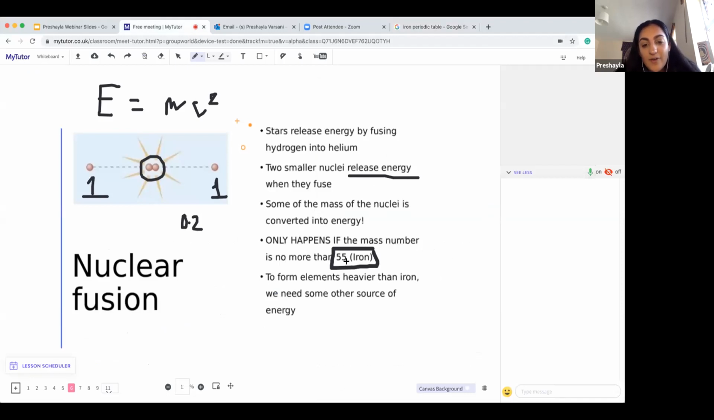So iron 55 is the isotope of the boundary, okay? Iron 55 is that boundary between either needing more energy to make it fuse together or not. It's that cutoff point between elements that are light enough and elements which are too heavy. So when I say iron 55, I mean an isotope of iron.